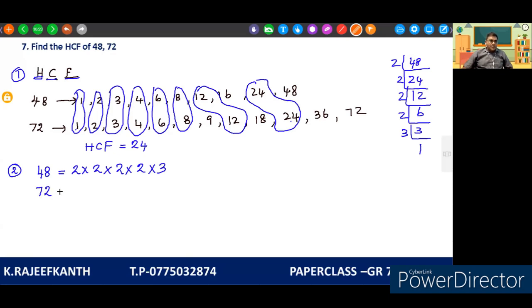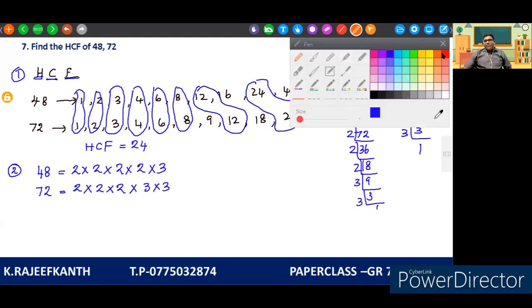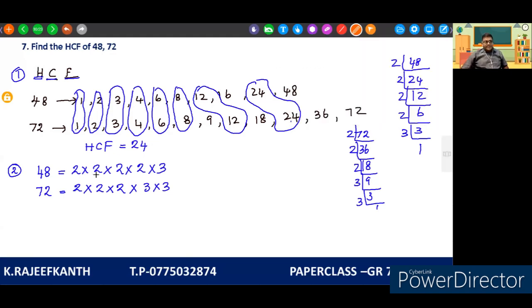Then 72. Here we have to divide this 72 by prime numbers. Here 72 can be divided by 2, then 36. 36 divided by 2, 18. 18 divided by 2, 9. 9 divided by 3, 3. 3 divided by 3, 1. Then we can write this 72 as 2 into 2 into 2 into 3 into 3. Now we have written both 48 and 72 as products of prime numbers.